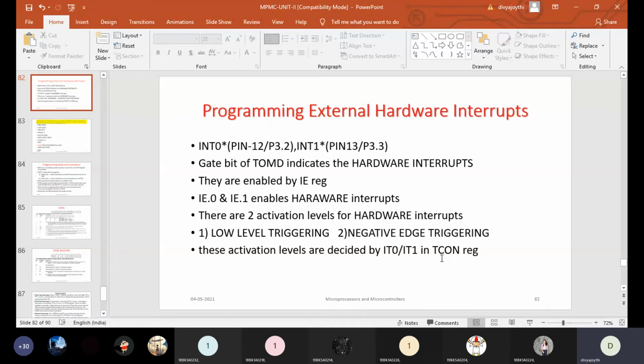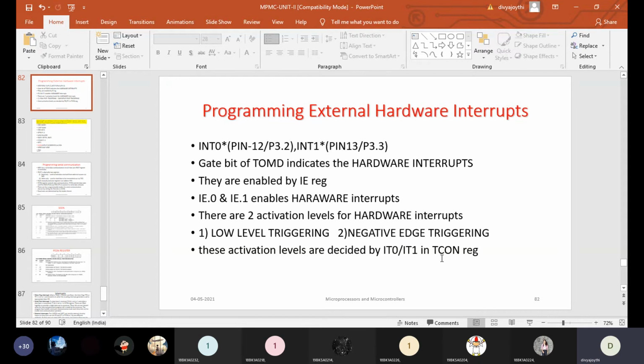But the 8051 can serve external interrupts only at two kinds of triggering. One is low level triggering, and the other is negative edge triggering. It will execute the hardware interrupt either at low level triggering or at negative edge triggering. This is a very important point that we need to keep in our mind.